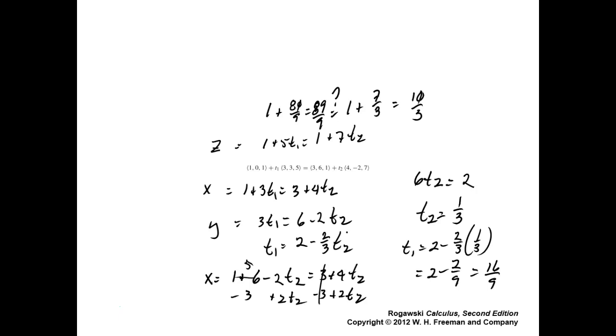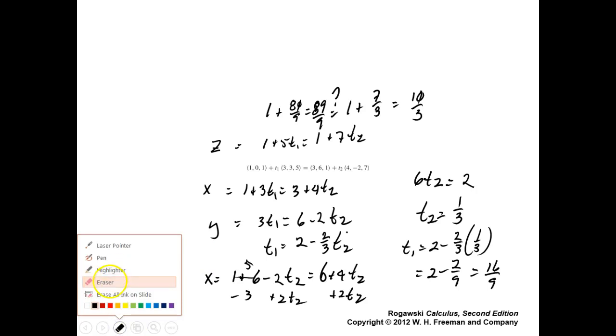Okay, then plug that into the first equation. 1 plus 6 minus 2T2 is equal to, oh, goodness gracious. That's a 6 there, isn't it? Okay. Let's start back here. We're supposed to be plugging in here. I'm getting so confused here.